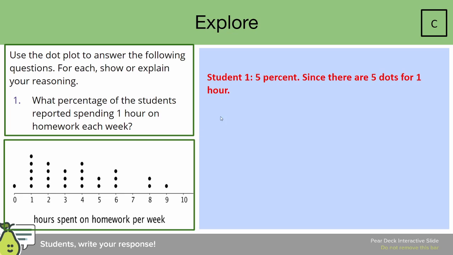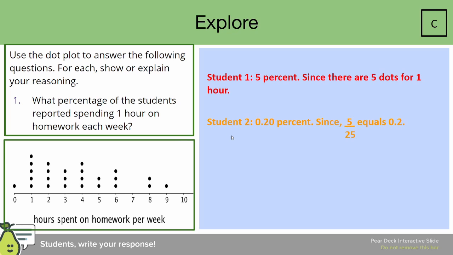So this student is saying that it is 5% because there are 5 dots for number 1. Well, we can count 1, 2, 3, 4, 5, and we can see that there actually are 5 dots for number 1. But the thing is, that's actually not how you find the percentage of students, because when it comes to percentages, a percent is a ratio of a part to some collective total. In this case, the part is how many students spent 1 hour on their homework per week, and the total is out of the entire group of students. So unfortunately, 5% is not going to cut it. All right, let's move on.